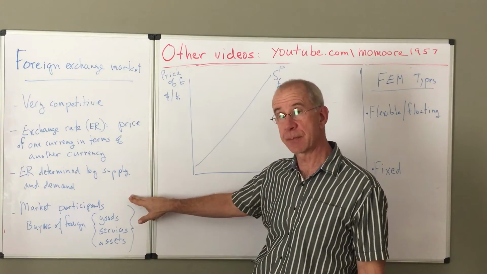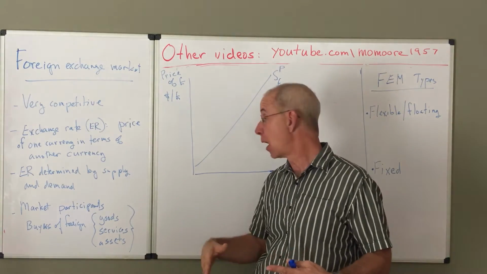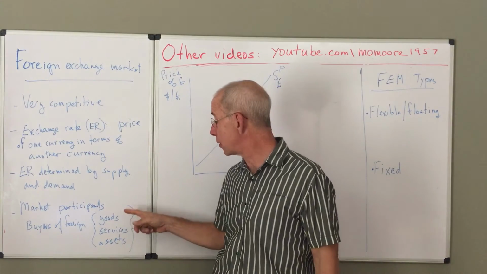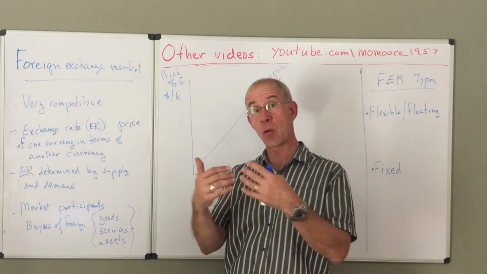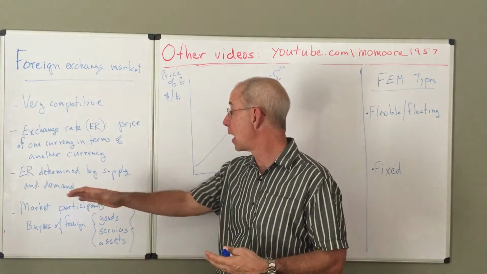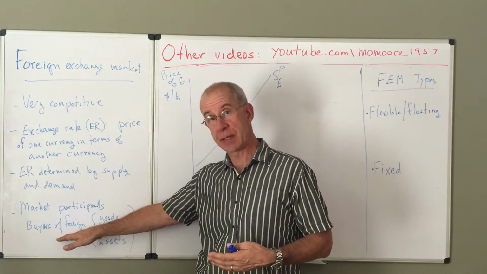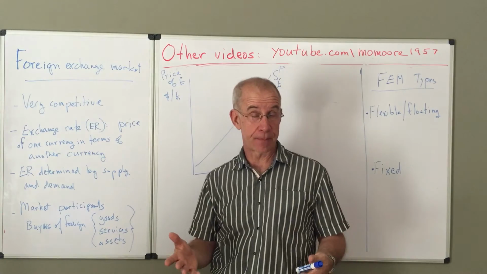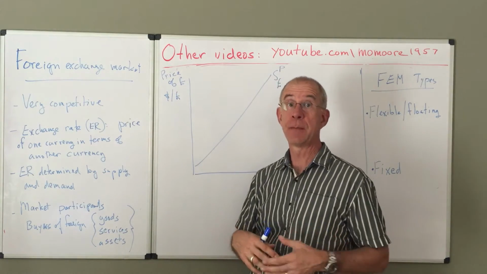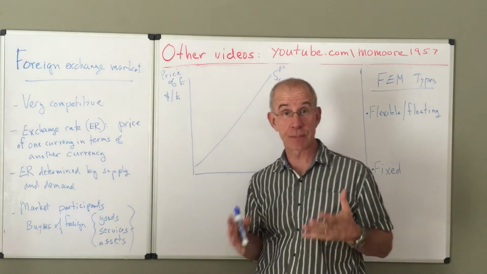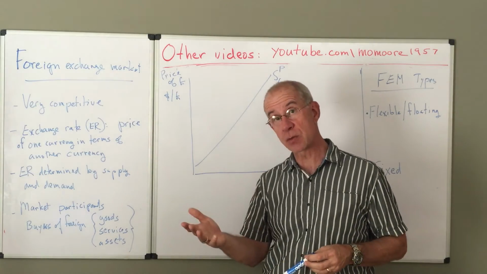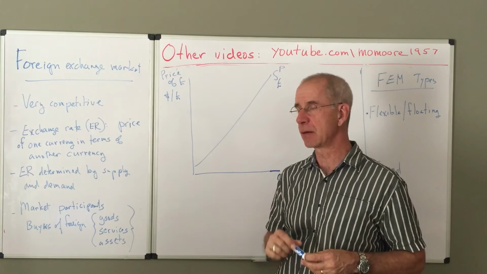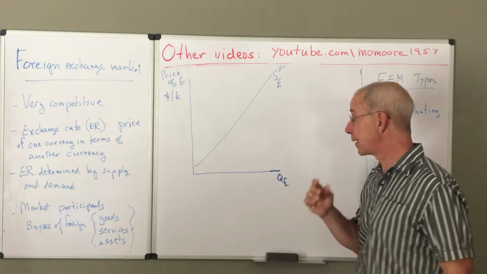And the market participants are buyers of foreign goods, services, and assets who go to the foreign exchange market in order to get the foreign currency in order to complete these transactions. We also have the possibility of people who are buying the currency purely for speculative purposes, trying to essentially make bets on where the exchange rate's going, but we'll hold off on that for a later video.